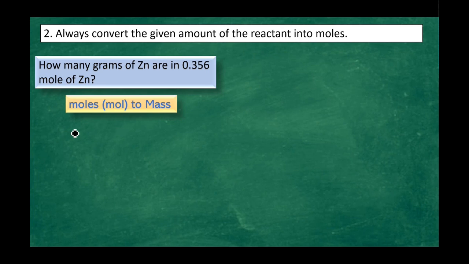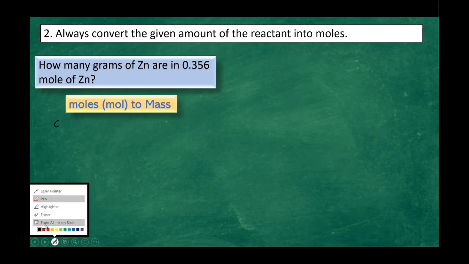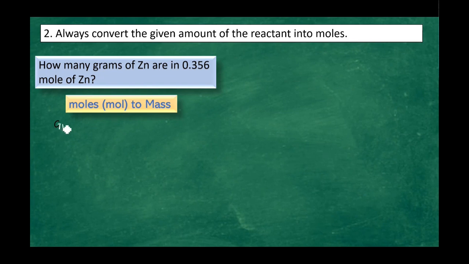So let's write the given. Our given in the problem is 0.356 mole of zinc. And then, the second step is to check our periodic table. So look at the zinc, its atomic mass. What is the atomic mass of zinc? Zinc, so it is 65.